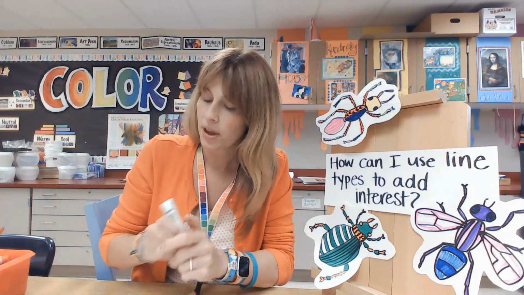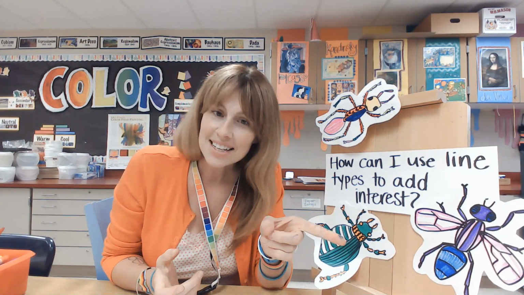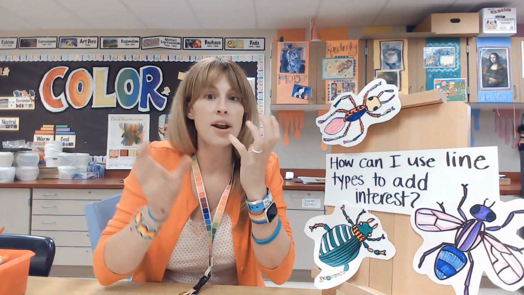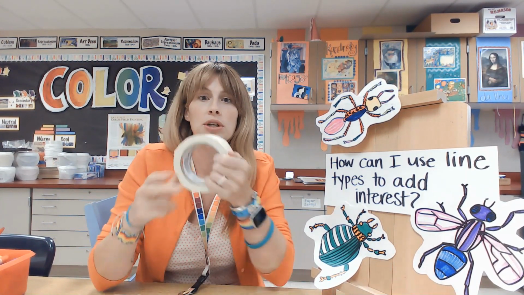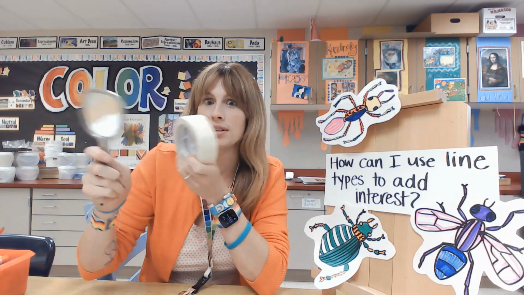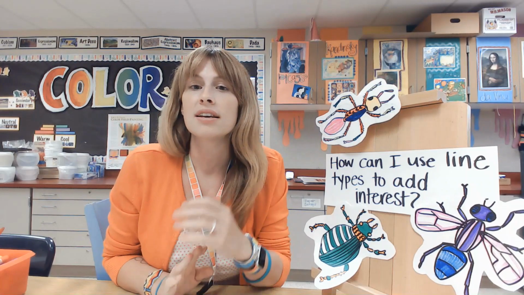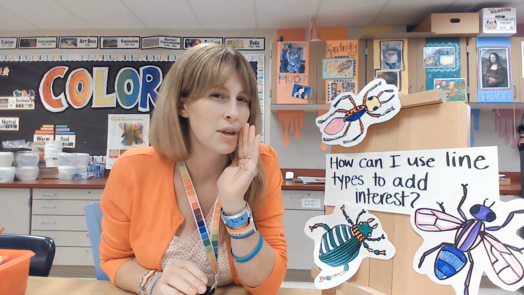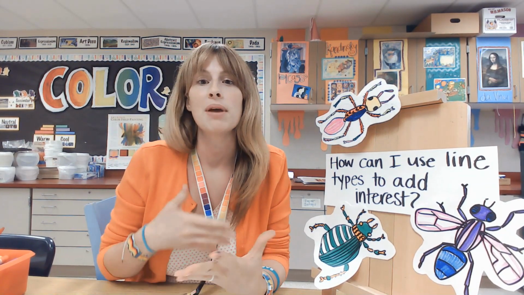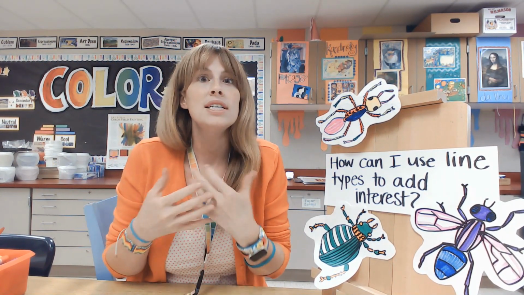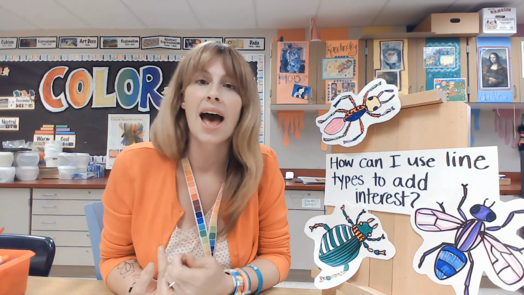Okay, so today we are going to be using line again. Last class we used contour lines to create our object. We drew the outlines of our objects so that it would look like what we were trying to draw, whatever it was that we chose to draw. Today we're still going to be using line to draw, but we're also going to use it to add interest, okay? Adding interest means you're making your picture more detailed or more interesting. So let's see, how can I use line types to add interest?